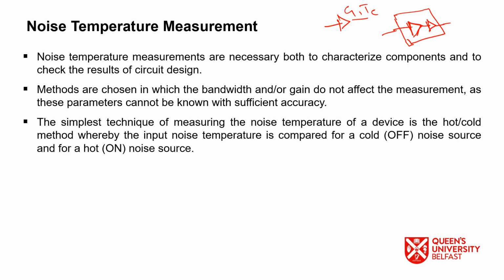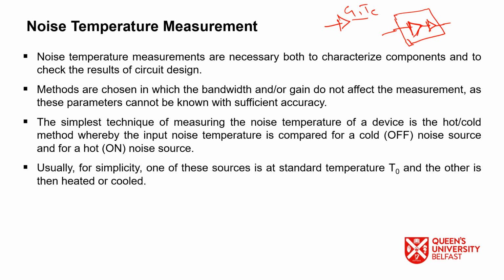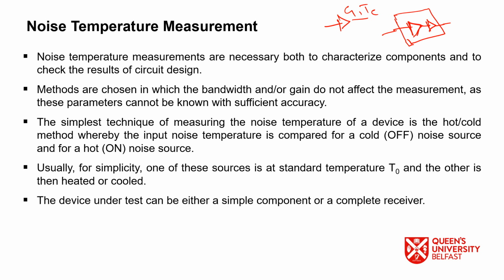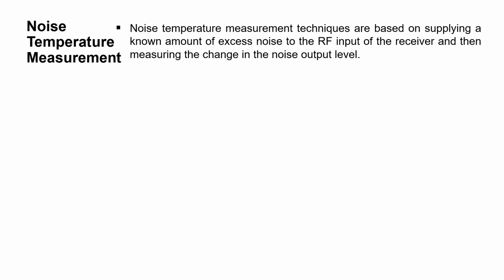The simplest technique of measuring the noise temperature of a device is the hot and cold method, whereby the input noise temperature is compared for a cold noise source and for a hot noise source. So that's one method that is generally used to identify the noise temperature in any high frequency system. Usually, for simplicity, one of these sources is at standard temperature T naught, sometimes 270 Kelvin, and the other is then heated or cooled. The device under test can either be a simple component or a complete receiver, that we have already seen. So, noise temperature measurement.